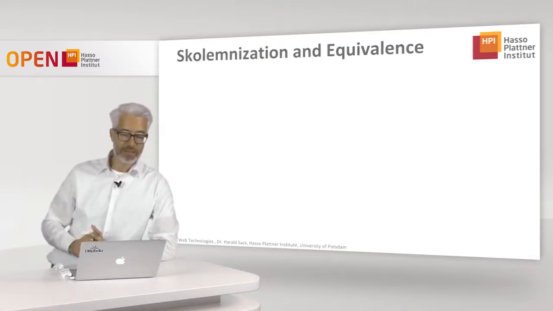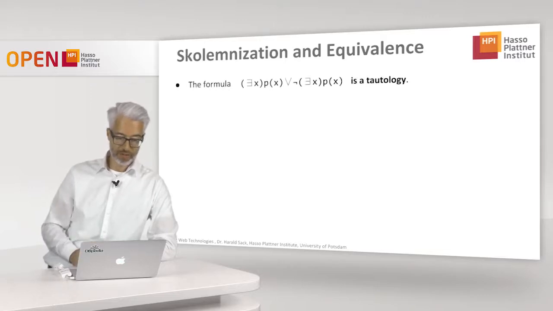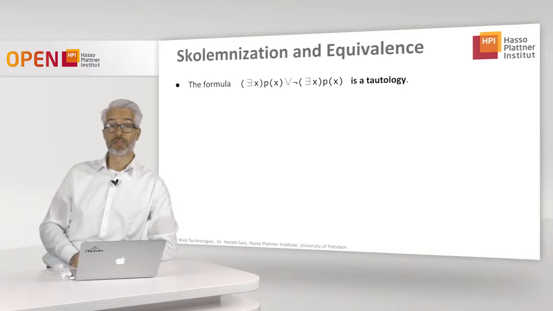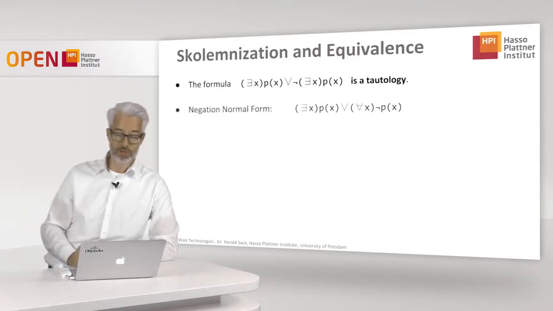So let's look at an example of the Skolemization and why this is not an equivalence relation. Let's consider the following formula. It's pretty simple. We have here a tautology. We say there exists an x for which p of x holds, or there does not exist an x for which p of x holds. So this is a disjunction of a statement and its negation. Therefore, this is always a tautology.